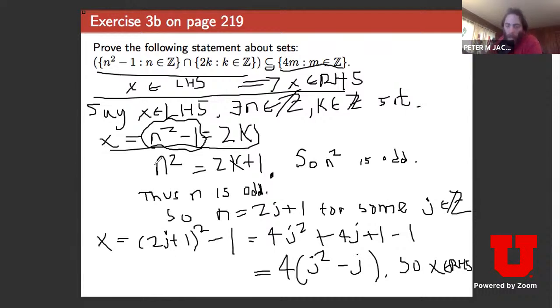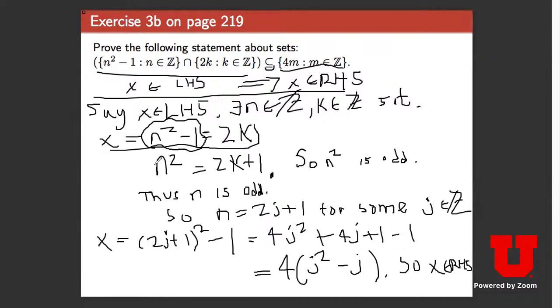So you might not see how that helps you originally, and that's the point where you say, okay, well, what am I trying to show? And does n squared being odd help me show that? So that's kind of, I guess, how you might be thinking about doing this proof strategically. Are there any questions about this one?